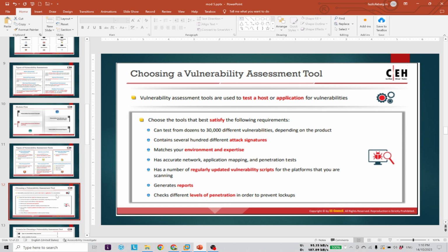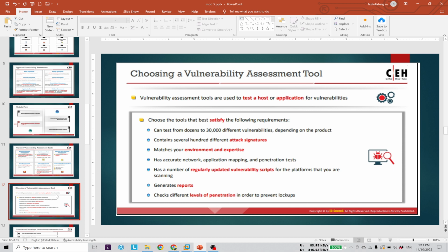Point number one: can test from a dozen to 30,000 different vulnerabilities depending on the product. Contains several hundred different attack signatures. Matches your environment and expertise. Has accurate network application mapping and penetration tests. Penetration testing is nothing but finding out the vulnerabilities. Has a number of regularly updated vulnerability scripts for the platform that you are going to scan.